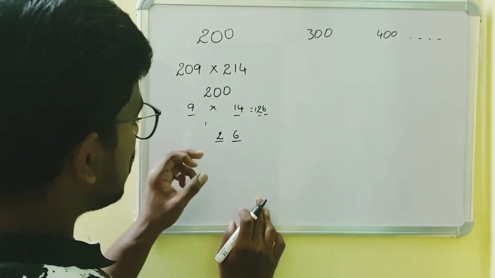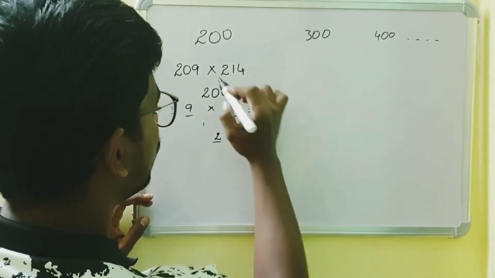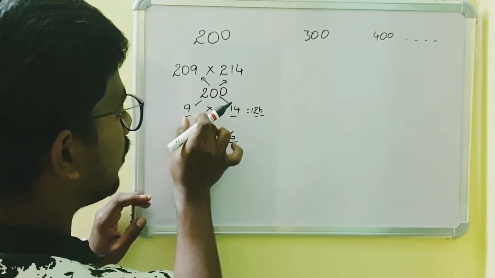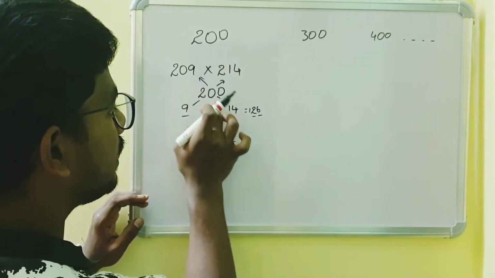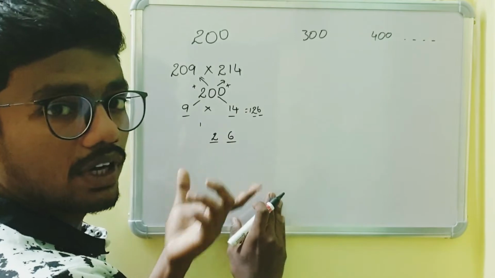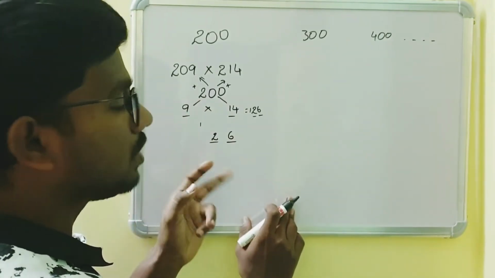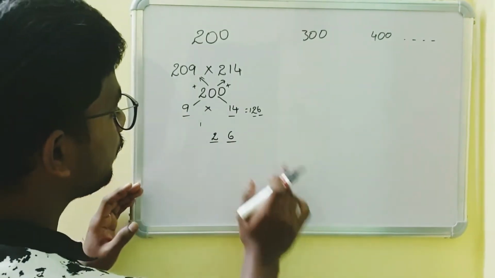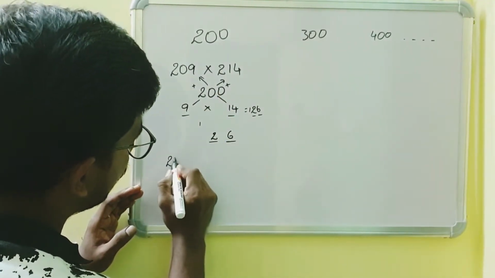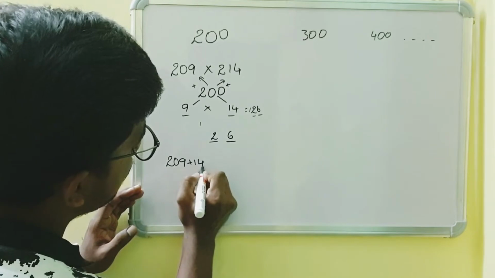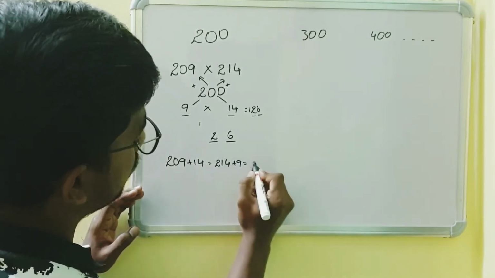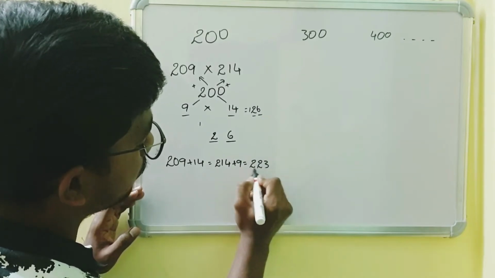After obtaining the last two digits, we have to add the cross differences. After obtaining the differences, we add them to the cross number. As these are greater than 200, we are adding. If they were lesser than 200, we would have subtracted. So 209 plus 14, which is also equal to 214 plus 9, is 223.